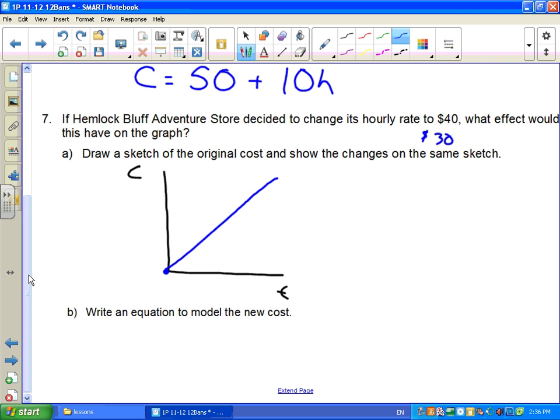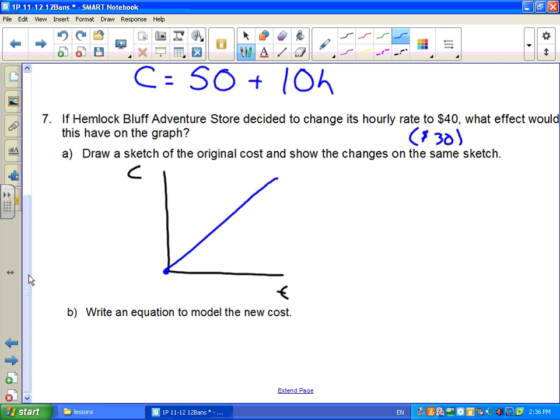Okay. We're not changing where it starts because we're not changing that base fee. What we are changing is the rate, or how much it goes up by with each hour. Or we're changing the slope of the graph. So if we change our slope from 30 to 40, the slope is getting bigger. So what does that mean for our line if the slope gets bigger? What is our line going to look like?